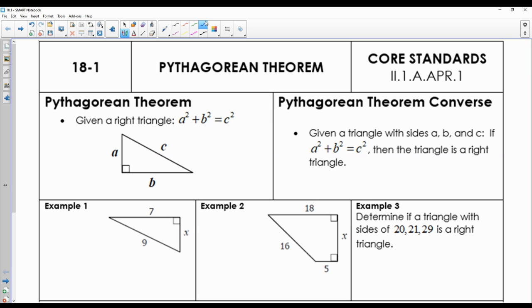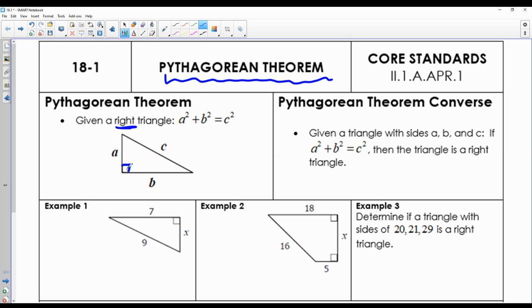This first lesson, 18.1, is a review. So you've already learned the Pythagorean Theorem, but we're going to be using it quite a bit in this unit. Now, please note, Pythagorean Theorem only works for a right triangle. Nicely enough, however, all the triangles we're going to be studying this year are right triangles. So you'll be able to use it on any of our triangles.